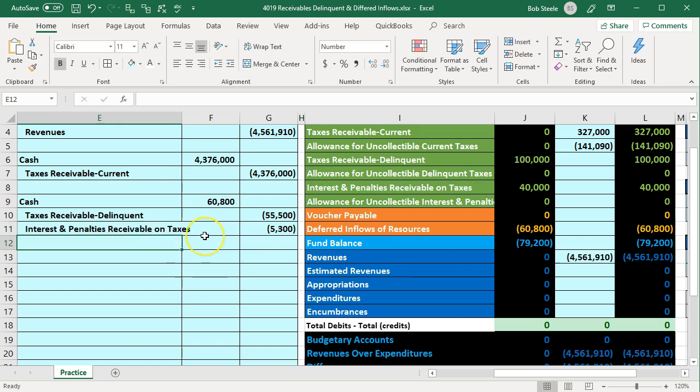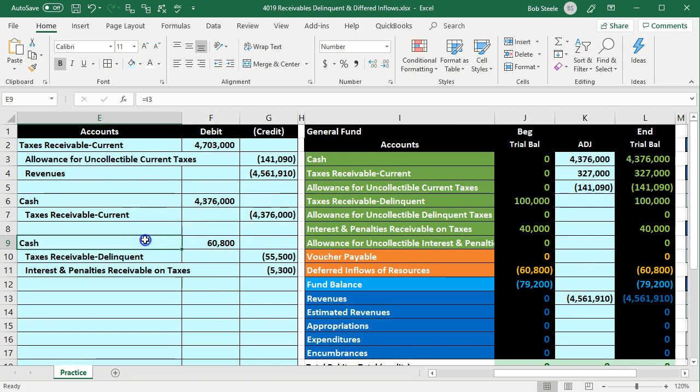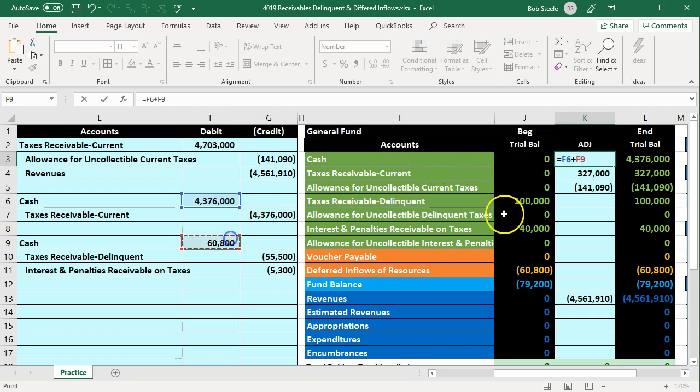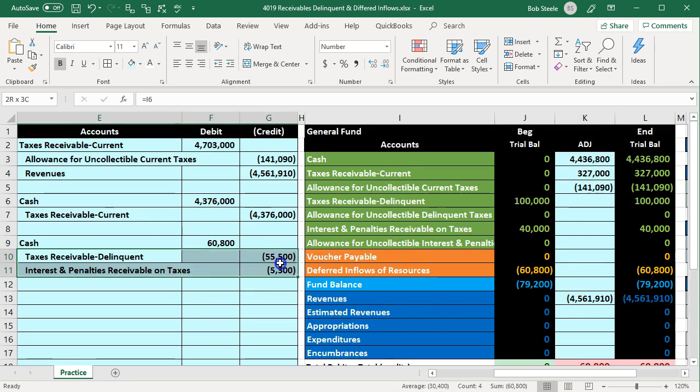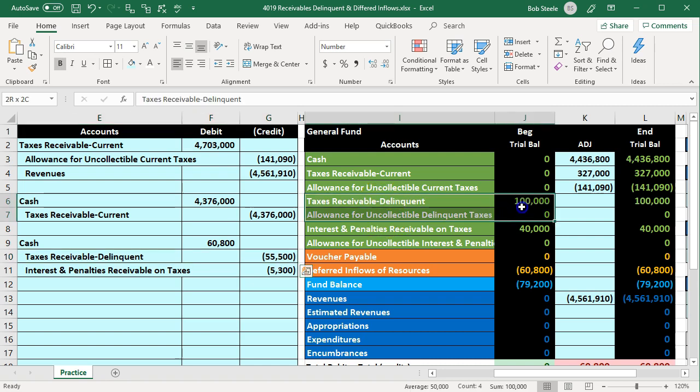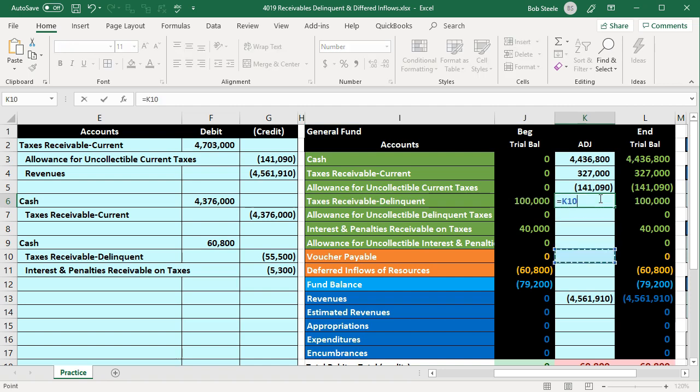And now let's record this. So we'll go up top, recording the cash first. So we're in the center column in cash. Something's in it. Going to double click on it, go to the end of it, plus, and then point to that 60,800, increasing the cash, putting us out of balance down below. And then we're in the taxes receivable delinquent. That's going to be here. It's a debit balance. We're going to go into the middle column, equals, and we're going to go to the credit, the 55.5, bringing it down to the 44.5.